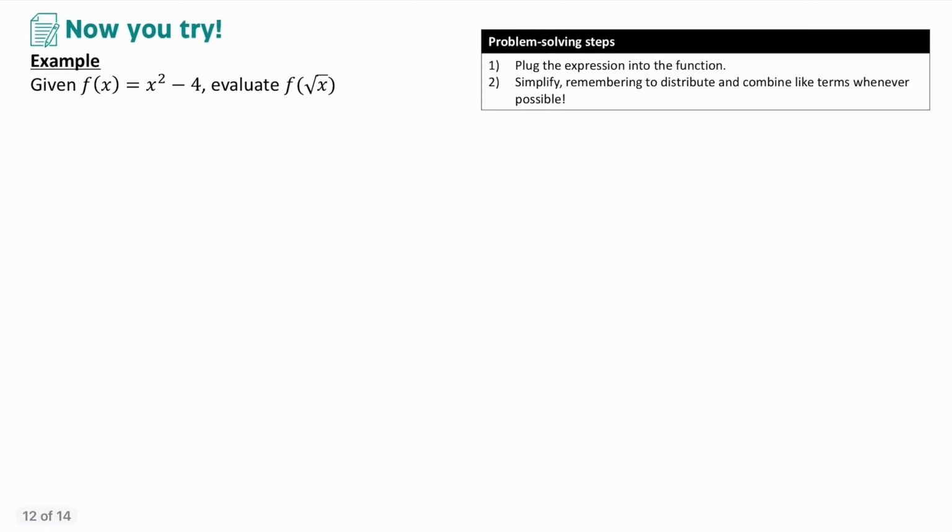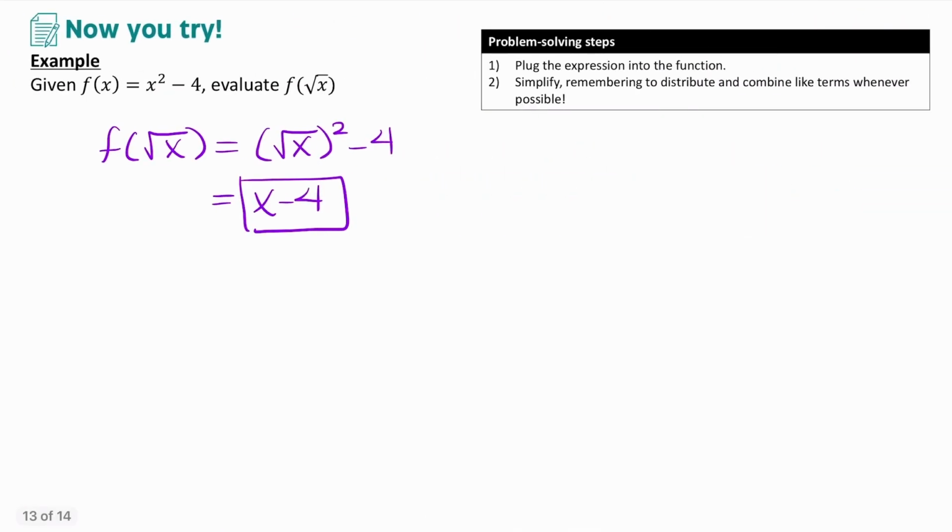So now you can pause the video and try doing this example on your own. So we're evaluating f of the square root of x. When we plug that in, we get the square root of x, squared. Well, the square root and square are going to cancel each other out, so we're just left with x minus 4.